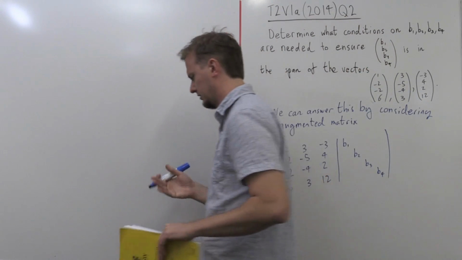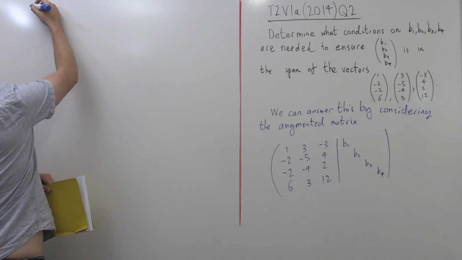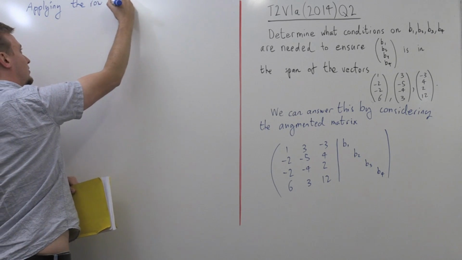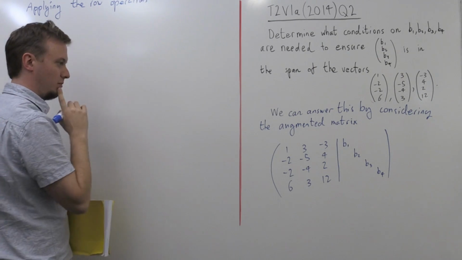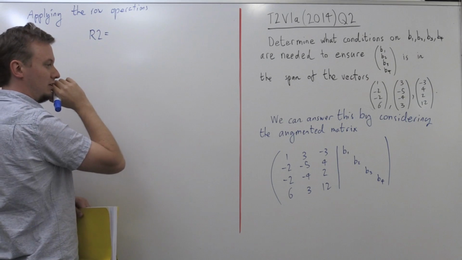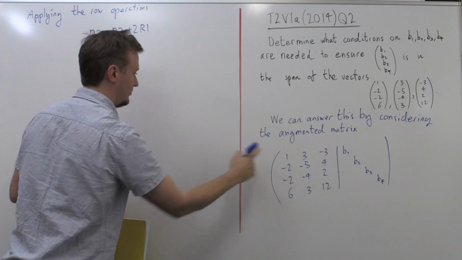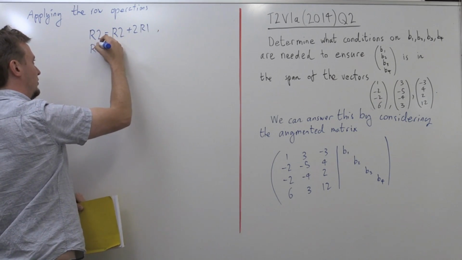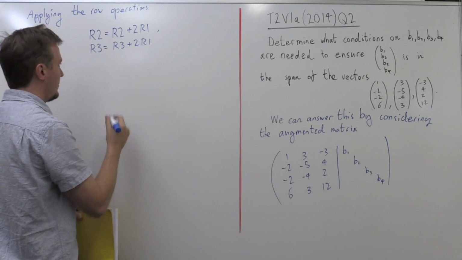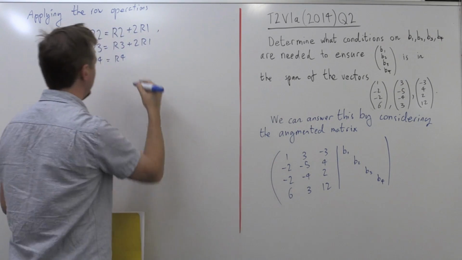Now if you did have something like this, you're starting on a new page, I suggest you actually write out the row operations. Don't use the arrow notation. So applying the row operations. So what are my row operations? Well, I want to get rid of this 2. So I'm going to take row 2, make it equal to row 2 plus twice row 1. So I'm going to use this nicely provided 1. I will also do the row operation row 3 is row 3 plus twice row 1. So again, using that 1. And row 4 is row 4 and I need to take away 6 times row 1.